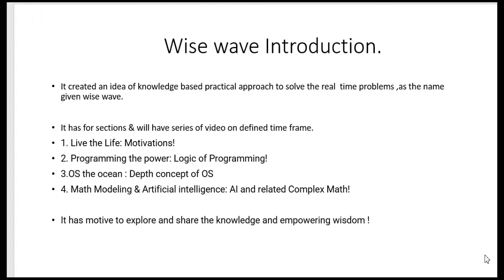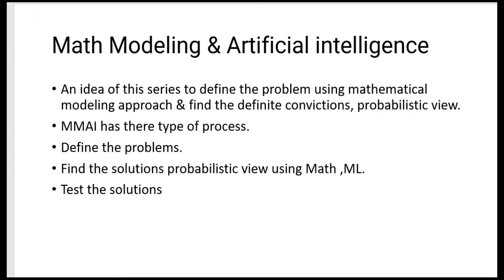So in that four-part series, as of now, I am going to start with mathematical modeling and artificial intelligence. This series is based on defining the problem using a mathematical modeling approach. It could be statistics, probability, algebra, or advanced mathematics.